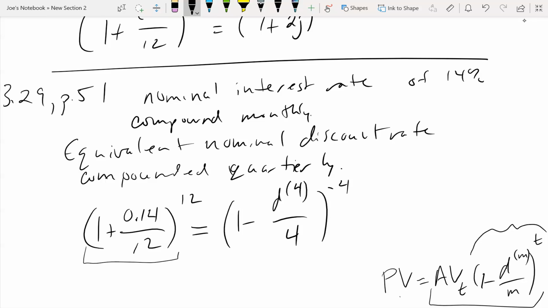Since the 4 and the 4 and the 12 are the same number, back to what we were doing at the top of the screen, 1 plus 0.02. Since you divided by 12 and the exponent was 12, are those always going to be the same? If you're equating it for 1 year to get the equivalent rate, then yes, those will always be the same.